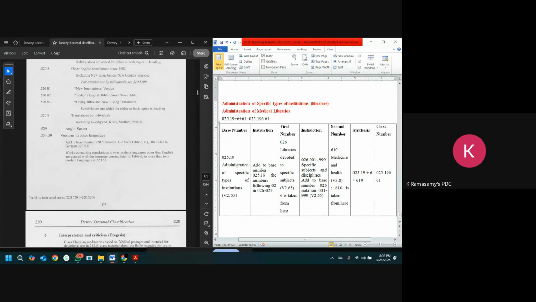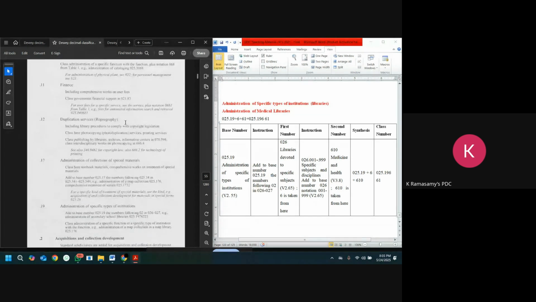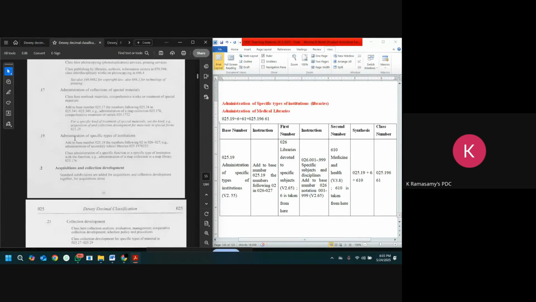The number is 025.19, which stands for administration of specific types of libraries. Okay, 025.19, this is a base number. Now, let me go to the base number to see what instructions are given there. This is 025.1 administration. Just come down, they say 19 stands for administration of specific types of institutions. Here they mean libraries. 025.19 stands for administration of libraries which are dealing with the specific type.